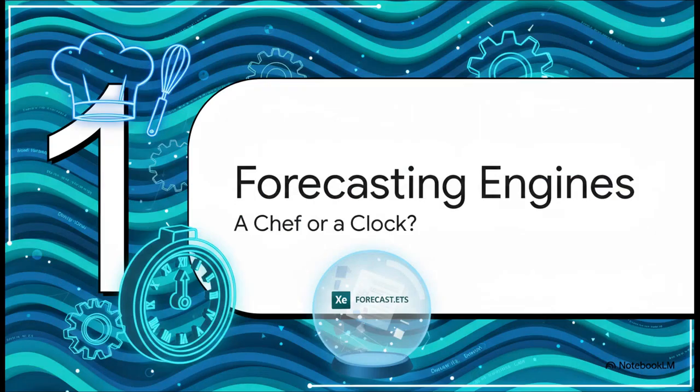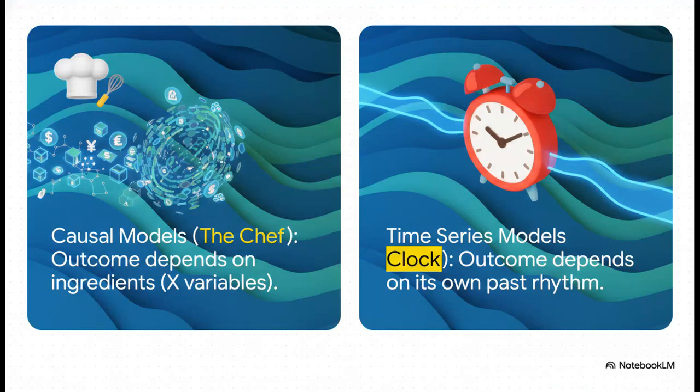Okay, first things first. Before you even think about touching a formula, you have a really important choice to make. You've got to ask yourself one simple question. What kind of problem am I dealing with here? Is it a chef or is it a clock? This really boils down to the two main ways of thinking about forecasting. On the left, you have causal models.